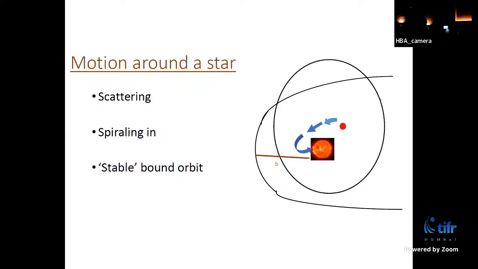The other kind of trajectory is where the body spirals in. Let's say you throw in a body and it has a mechanism to lose energy, then it will keep falling towards the sun. The path will depend on how the energy is lost and so on. But typically it will spiral inside and eventually hit the sun. And the third kind of trajectory is the stable bound orbit, where the body moves in a periodic motion around the sun in an elliptical path. This is what is seen in the Earth-Moon system or the planet-Sun system.